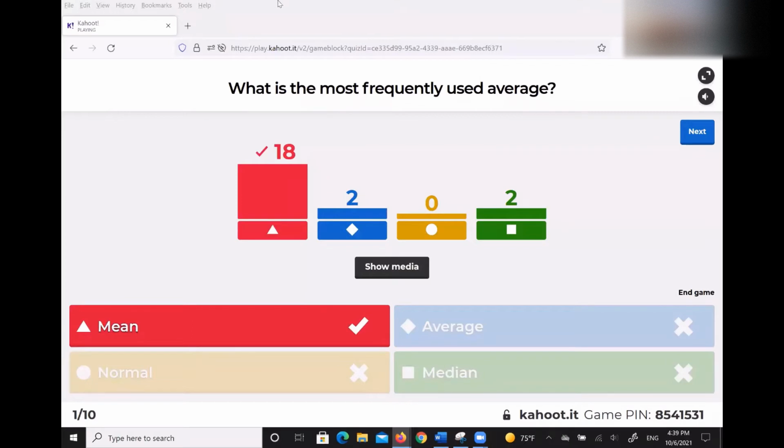All right, so the answer is the mean, everyone. The mean is the most frequently used average. The mean is the same as the average, right? When you add the numbers and then divide by how many numbers there are, that's the average. Okay, let's move on to the next one.